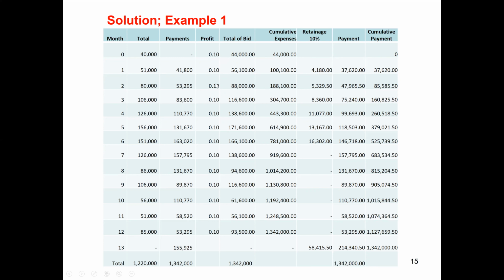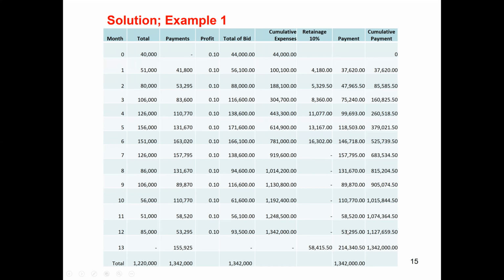Now for the second, the payment is 53,295, and the 10% deduction of this is 5,329.5. So this payment will be 53,295 minus this retainage, so it will be 47,965.5. Similarly, we have the third retainage, fourth, fifth and sixth retainage. So up to 6 months, we will deduct the retainage. The 7th month payment is the same, 157,795. It will be paid in full, as there is no more retainage deduction. The 8th month is also 131,607, so it will be paid the same, until we have the last one.